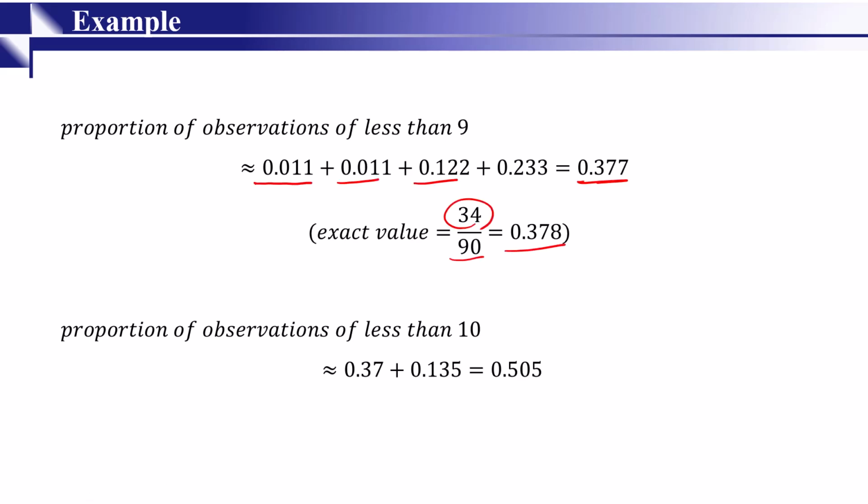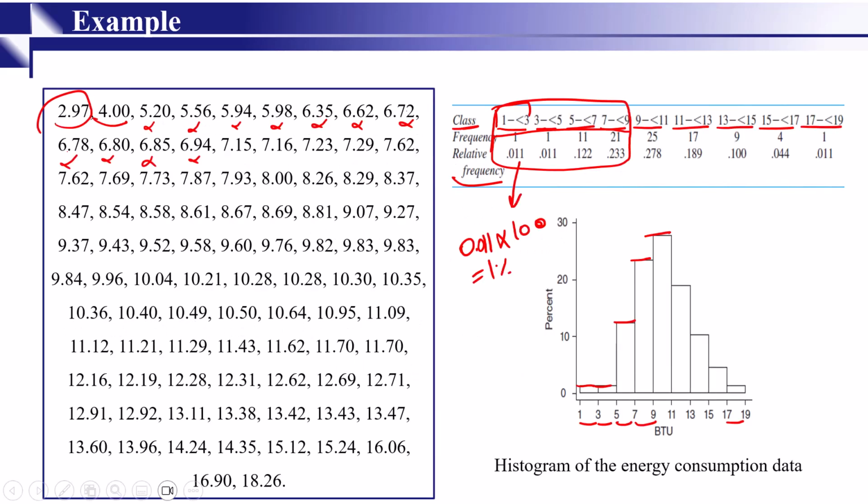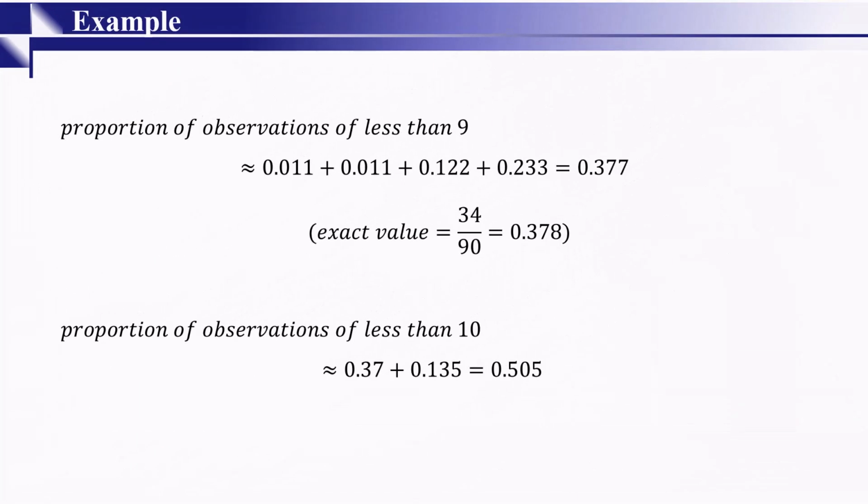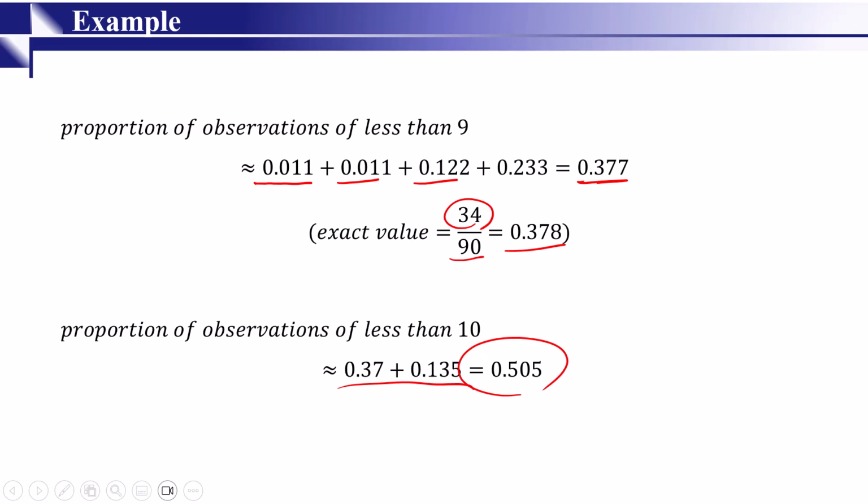What is the proportion of observations less than 10? Less than 10, again, we will do the same. Less than 10 will be something here. Again, we will count and calculate, then we will come up with this one. It's very easy.